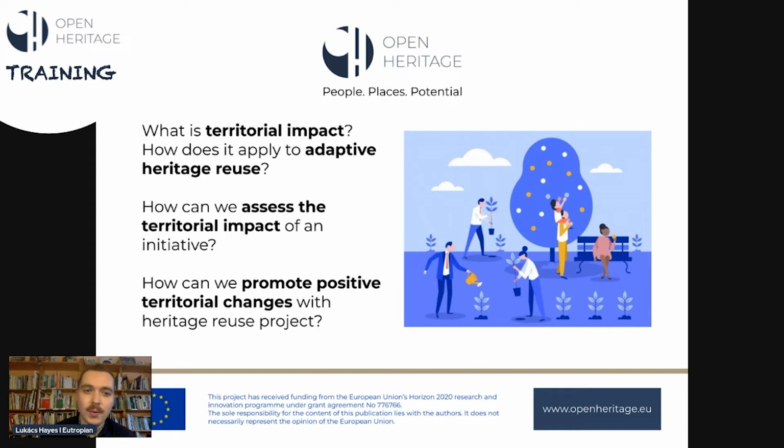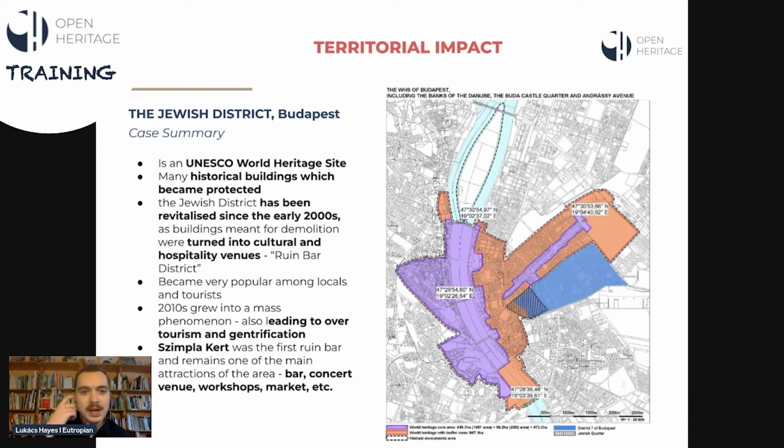We will look at how we can assess the territorial impact of a project, and how we can promote positive territorial change through these initiatives. I will focus on a case study that was done by our organization during the Open Heritage project, and it looks in depth into one of the cases in Budapest, and at the territorial impacts that this initiative had.